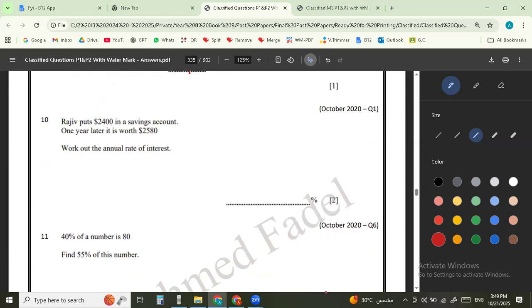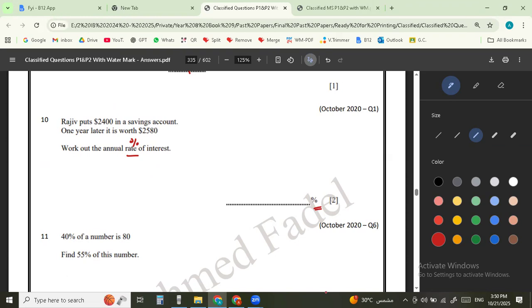Rajiv puts $2,400 in a savings account. 1 year later, it is worth $2,580. Work out the annual rate. Rate, yes, means percentage. That's why the answer here has the percentage sign. Exactly. So how do we do it?